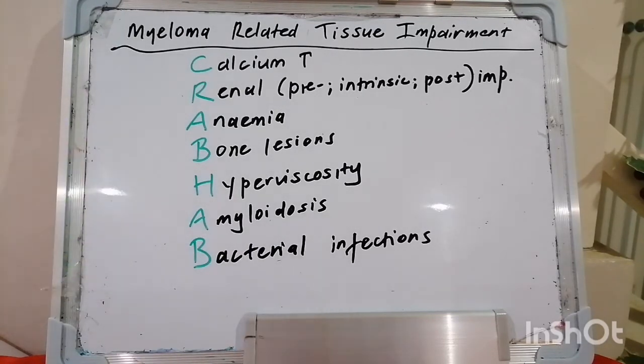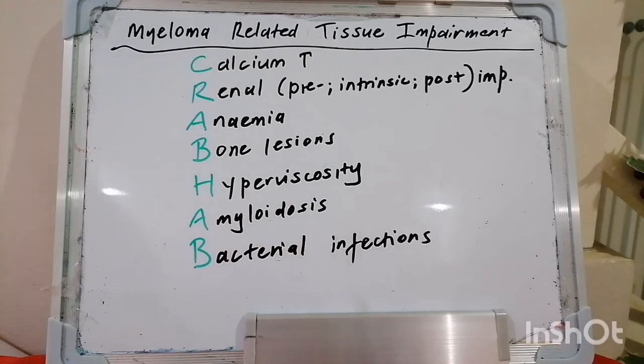So let's continue talking about myeloma-related tissue impairment. This is just a follow-up video from the previous video we've done describing the plasma cell dyscrasias. In that video, we covered 7 different categories of plasma cell dyscrasia, of which myeloma is just one type. Okay, so clinical features of myeloma-related tissue impairment. First up is calcium, right?